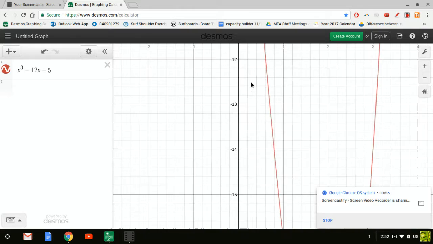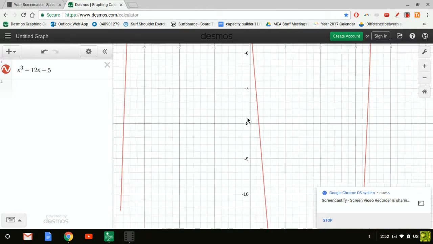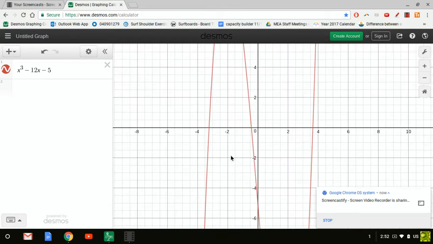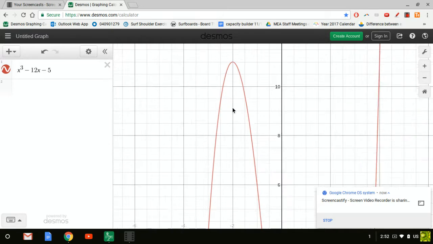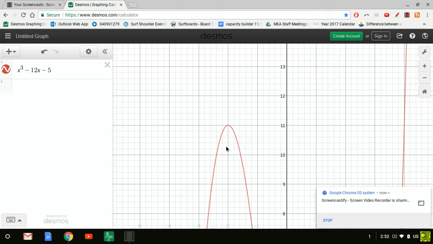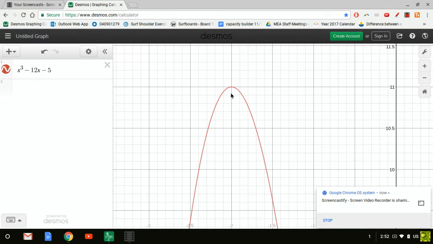Now let's verify our other answer. Was the local maximum at x equals negative 2? More specifically, negative 2, 11. There we are. Okay. All right, guys, that's it for this problem.